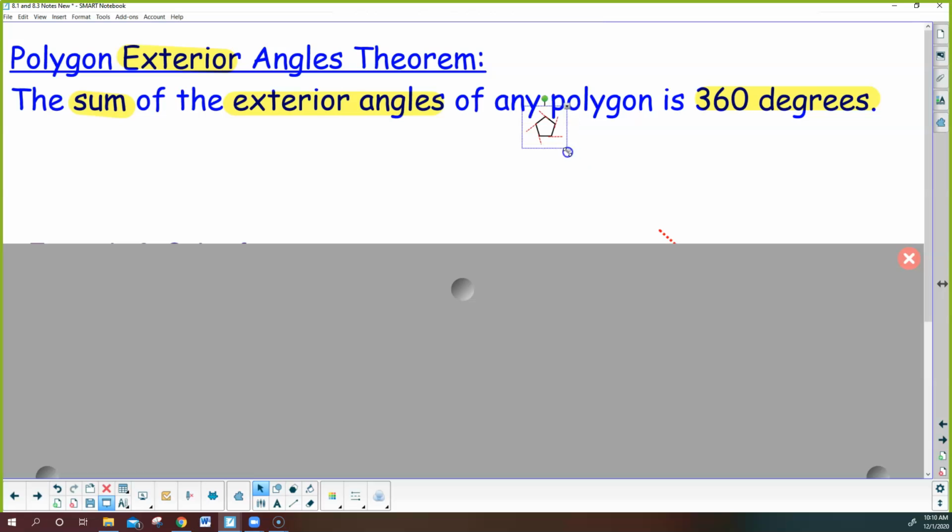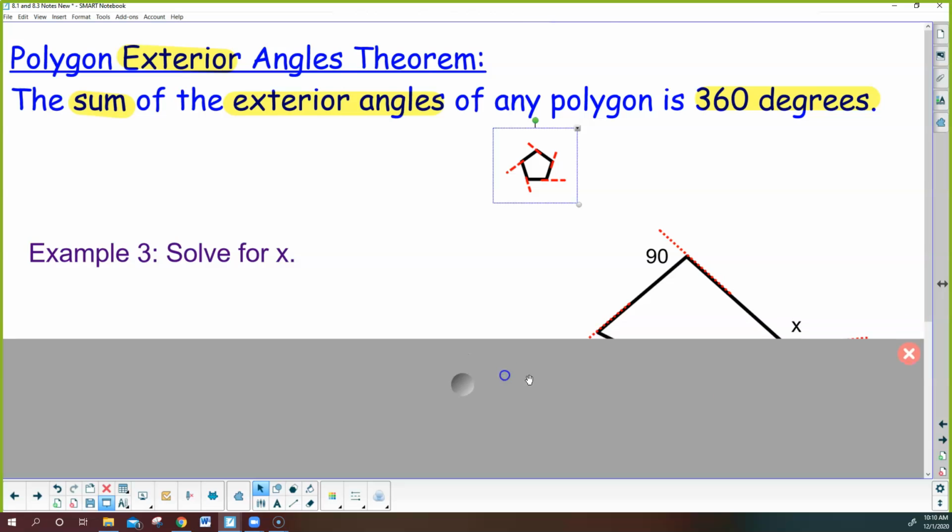But what if I shrink this down so small that it's really hard to see? What does it actually kind of turn into? It turns into a dot or a circle, right? If it turns into a circle, how many degrees are in a circle? 360 degrees, right? So that's kind of the idea here, is that if I keep taking exterior angles, the angles on the outside, they will always add up to 360 degrees.